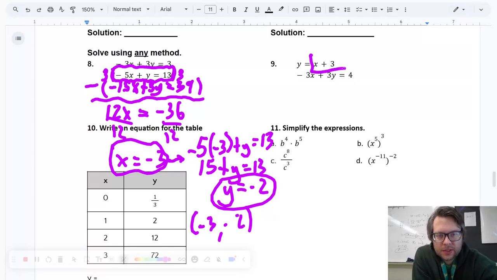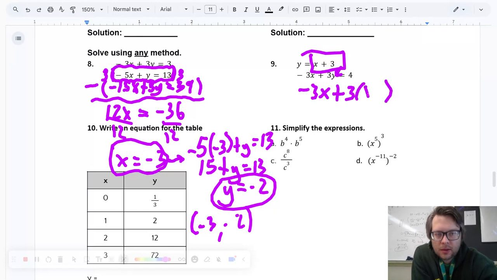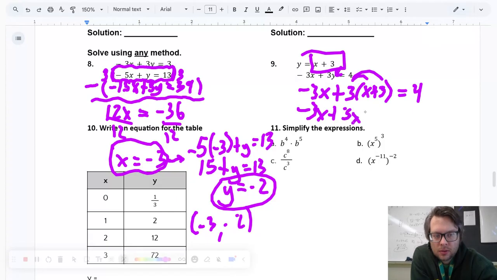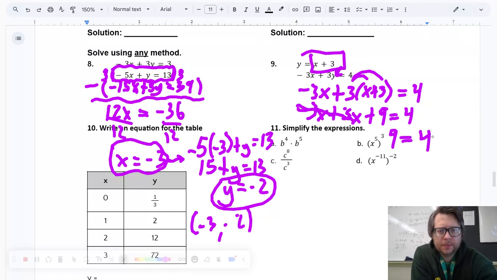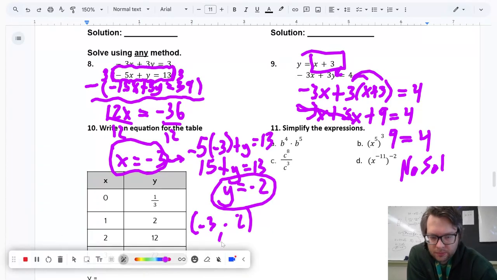Number 9 looks just like a substitution problem. So let's put x plus 3 in for the letter y. See what happens. Distribute, distribute. And you might notice that negative 3x plus negative 3x is eliminated, 0. Then I have 9 equals 4. 9 does not equal 4, so there's no solution. No matter what I do, I won't make 9 equal 4.